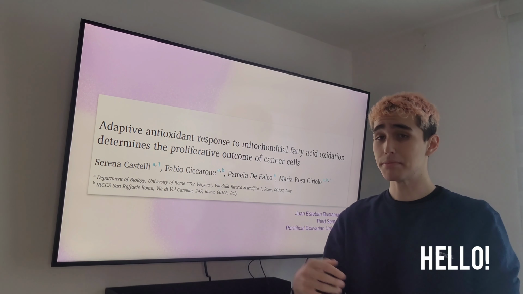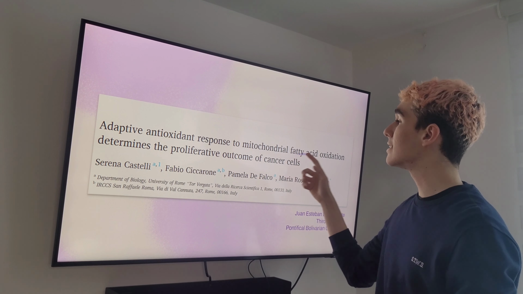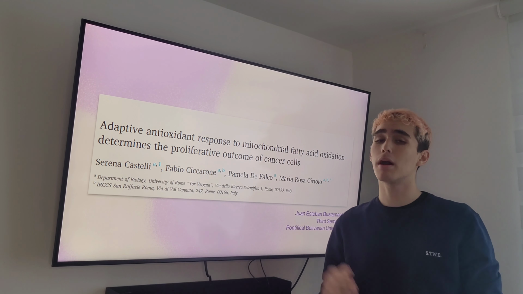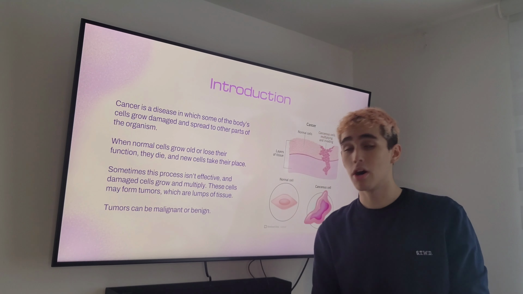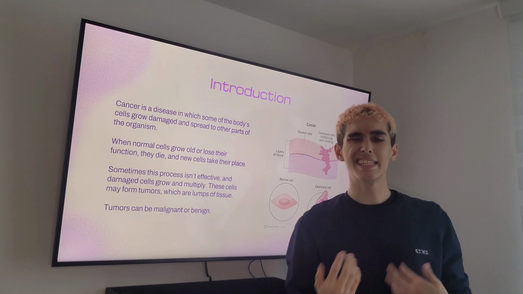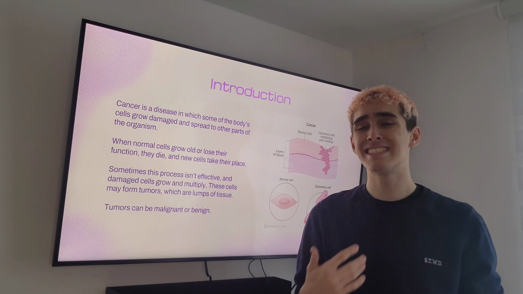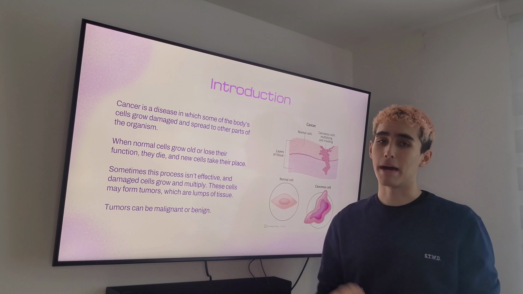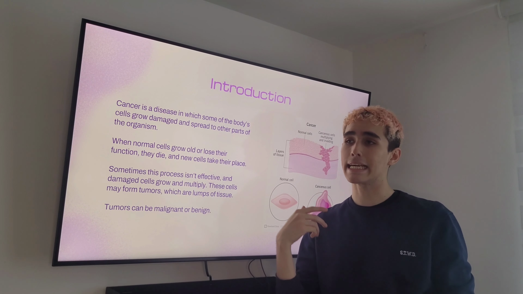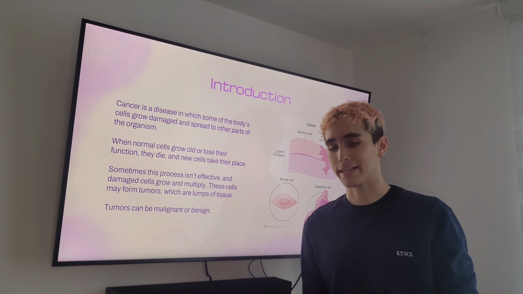I'm going to talk about the adaptive antioxidant response to mitochondrial fatty acid oxidation and how it determines the proliferative outcome of the cancer cells. So let's start talking about cancer. It is a disease in which damaged cells grow and multiply and spread through the body. They spread to the tissues and can create tumors, and the tumors can be malignant or benign.